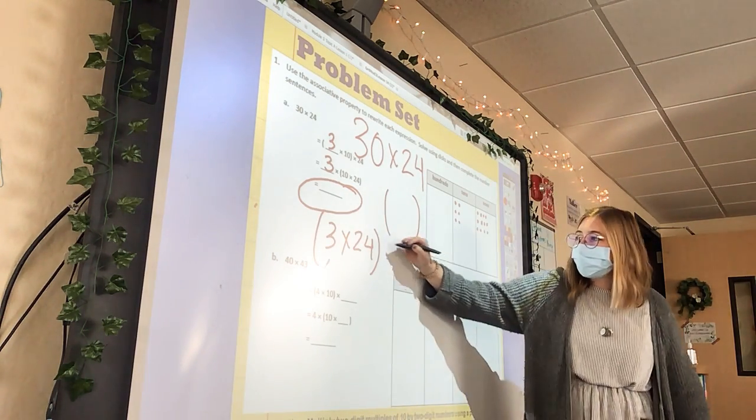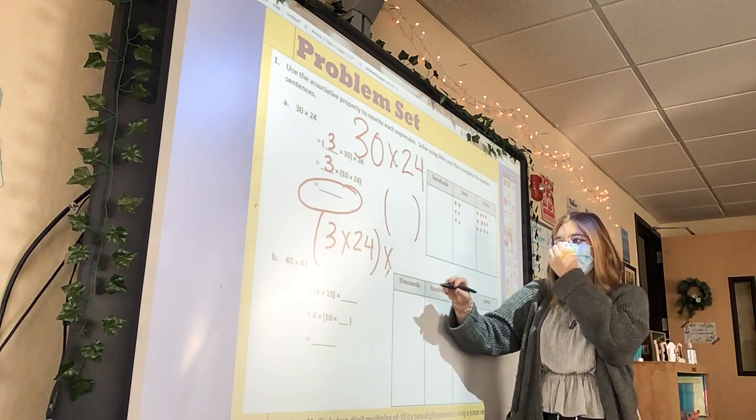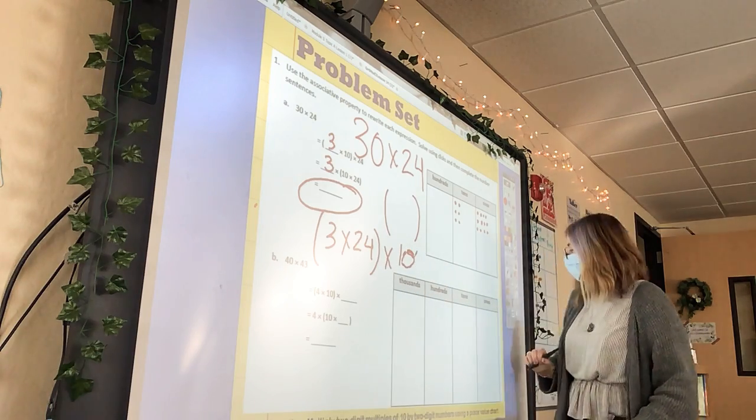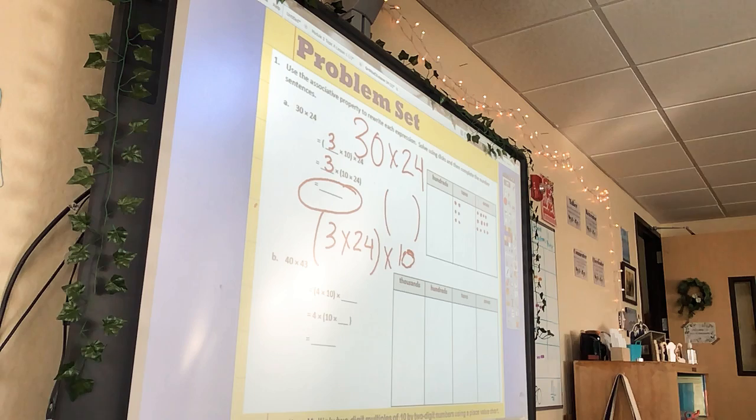Okay? Last step is to multiply by what? 10. 10, yeah. True that. Okay? So, now you guys are going to multiply by 10. Okay? Show me what that looks like on your place value chart. If you have questions, raise your hand. Yes, please.